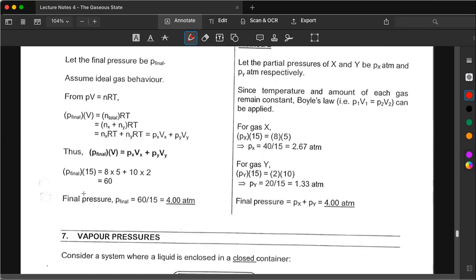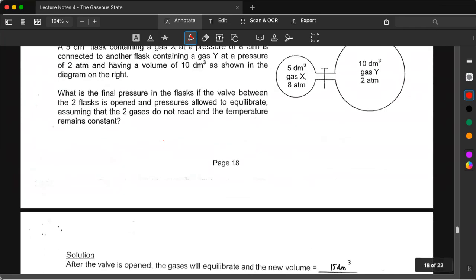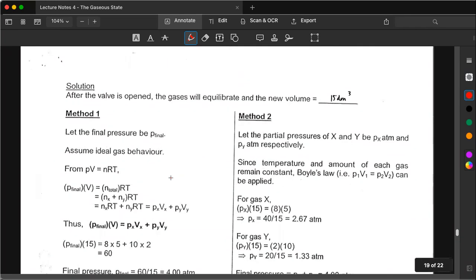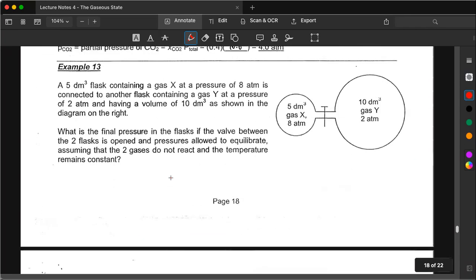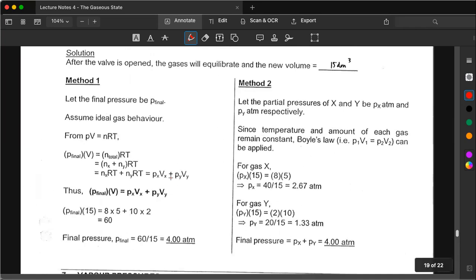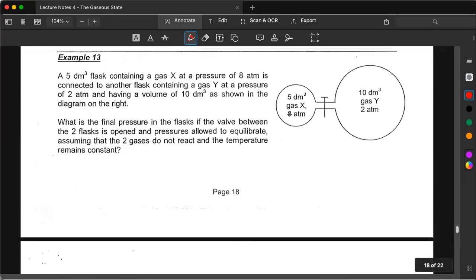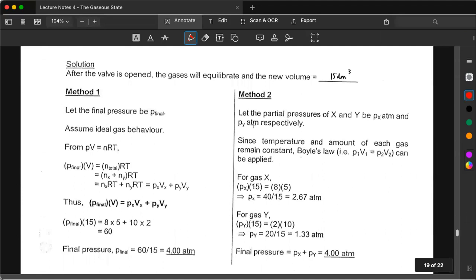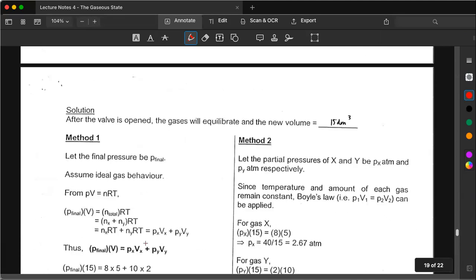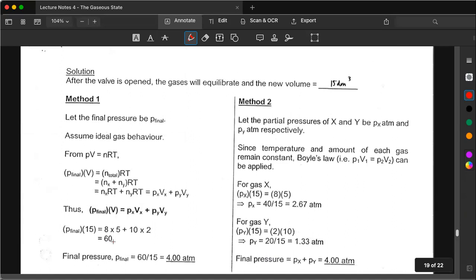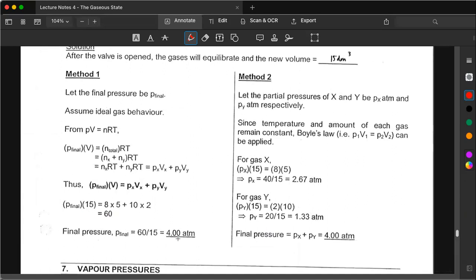And then, because you still need to relate to the individual pressure and volume, I cannot just put it as nRT, because I do not know the temperature and I do not know the number of moles. I know R, but I don't know n and T. So I need to equate them to another variable that I can relate to. I need to use variables that have values given. So I have 8 atm and 5. You use this, and you use this also. Just add up, you get 60. Then divide by the total volume of 15, and I get 4 atm. So that's for method 1.